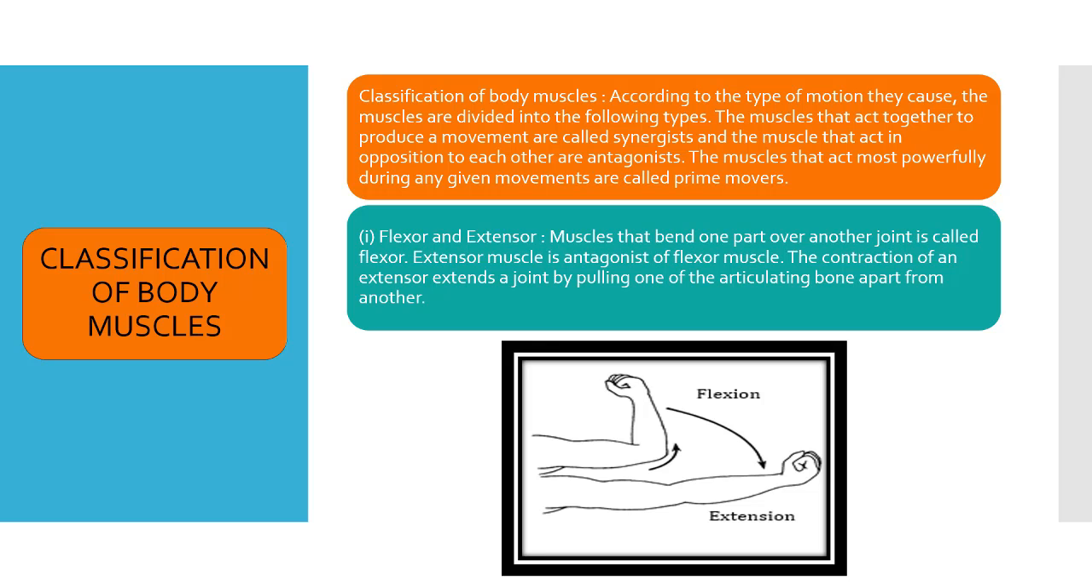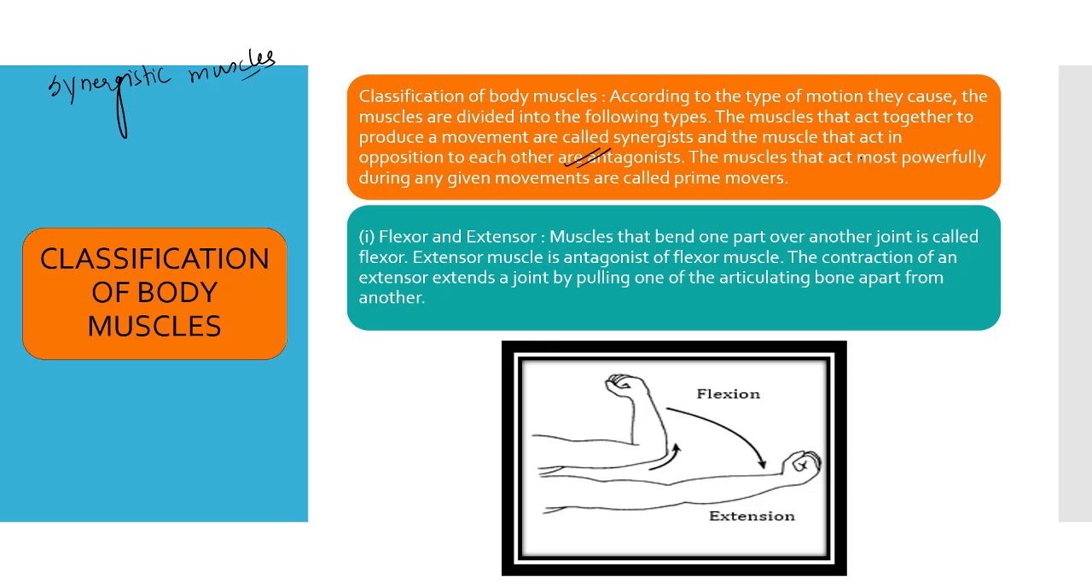Classification of body muscles. According to the type of motion they cause, muscles are divided into the following types. The muscles that act together to produce a movement are called synergistic muscles. And the muscles that act in opposition are called antagonistic muscles.